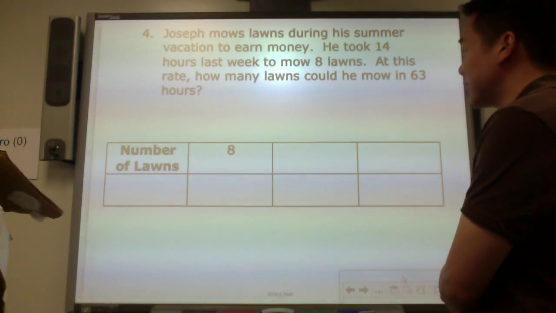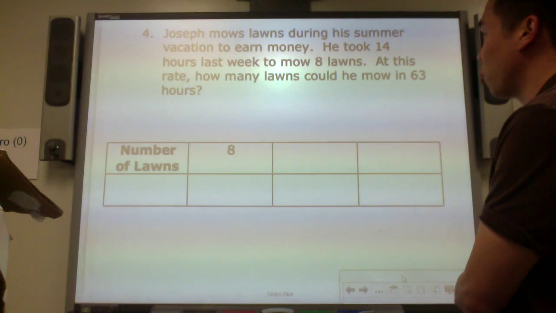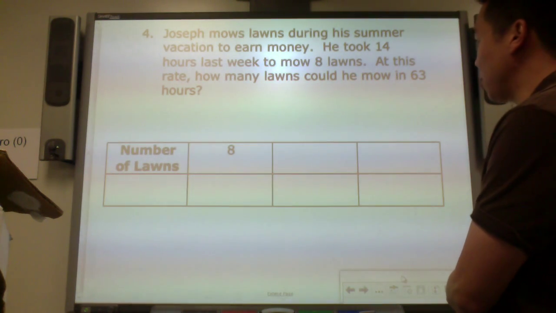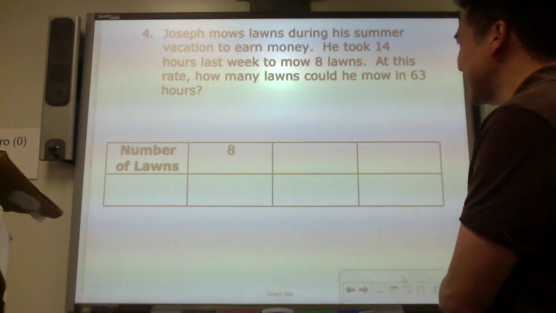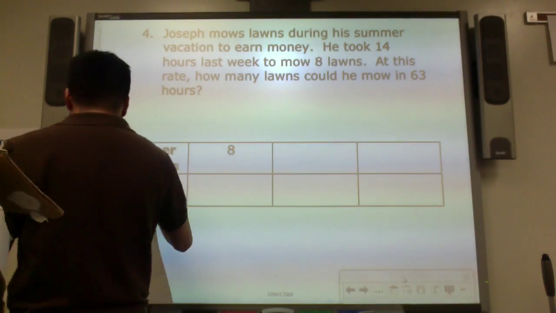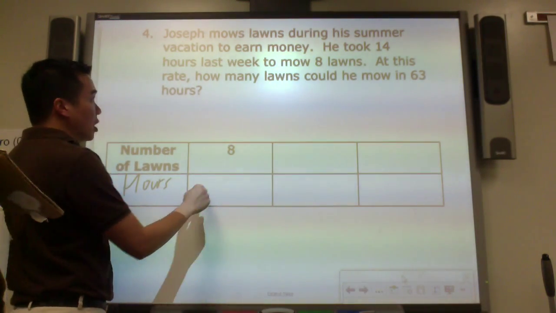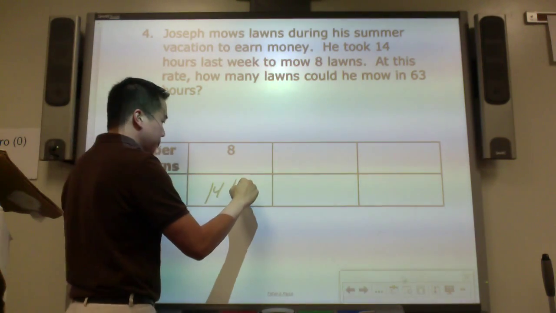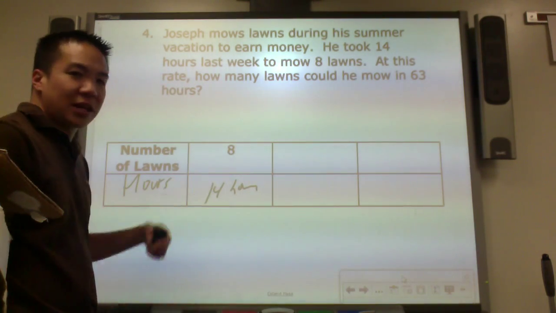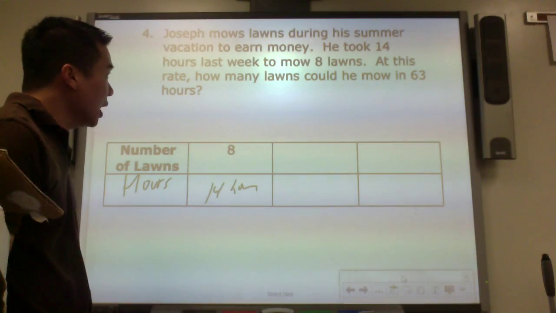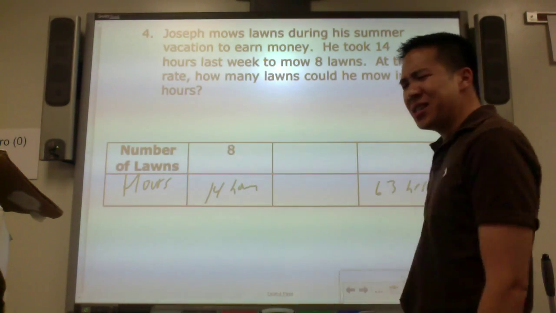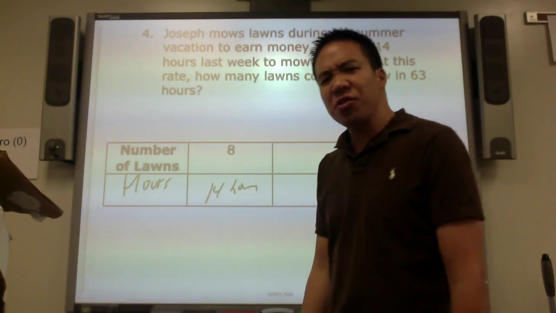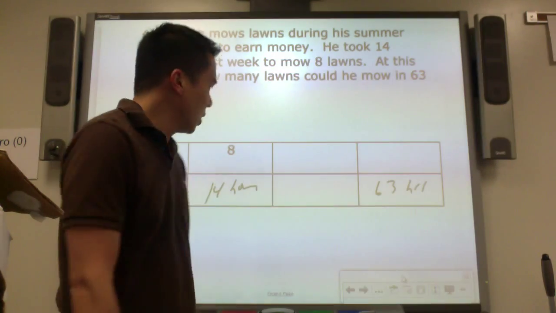Joseph mows lawns during his summer vacation to earn money. He took 14 hours last week to mow 8 lawns. At this rate, how many lawns could he mow in 63 hours? So I'm going to label this as hours. So 8 lawns take 14 hours. I need to build it up to 63 hours. Can 14 hours be built up to 63 hours? I don't think so.